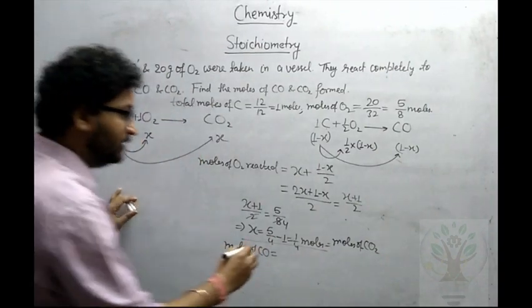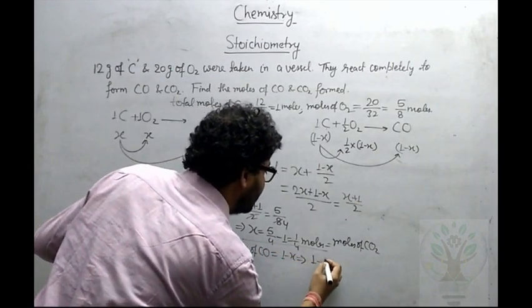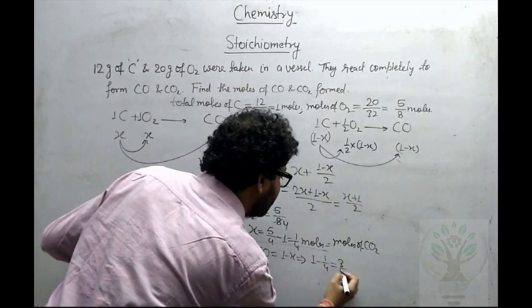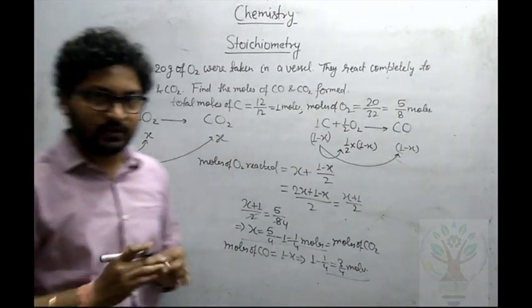Now moles of CO will be how much? 1 minus X means 1 minus 1 by 4, that is 3 by 4. I hope this question is clear to us.